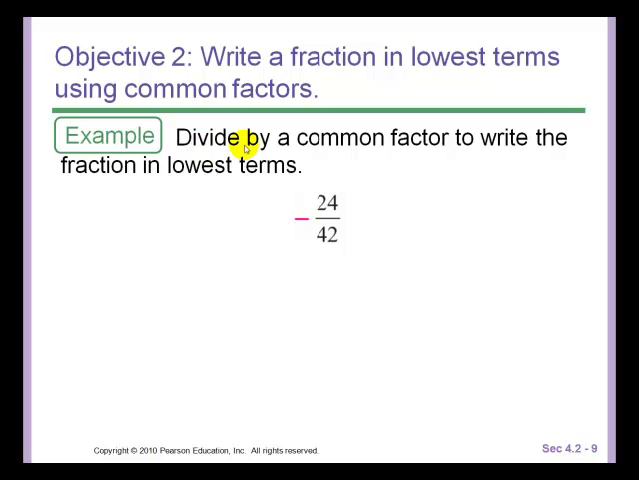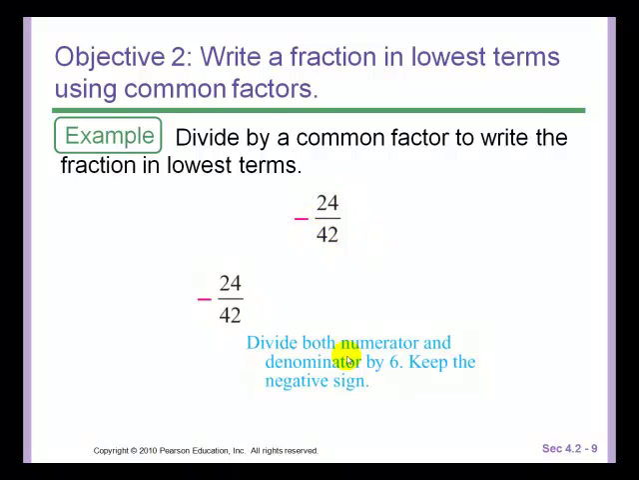Another example, divide by a common factor to write the fraction negative 24 over 42 in lowest terms. This negative just tells you that the fraction is negative. So you are going to just divide both the numerator and denominator by 6 and keep the negative sign. So our final answer is negative 4/7. The negative didn't impact anything other than the fact that you had to keep it until the very end. And the greatest common factor was 6, so divide that by 6, top and bottom. Again, you could have done this in 2 steps by dividing by 2 and then dividing by 3.